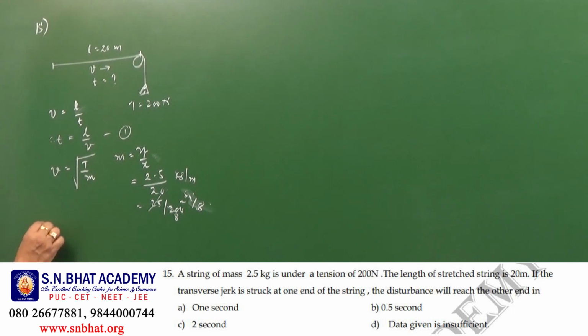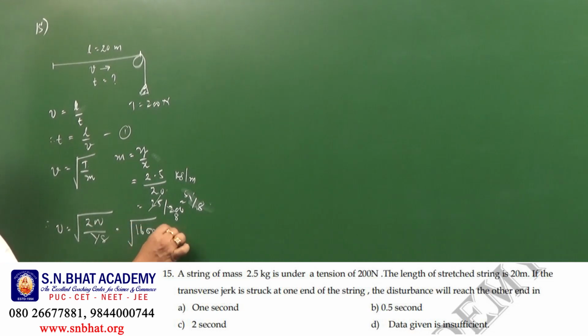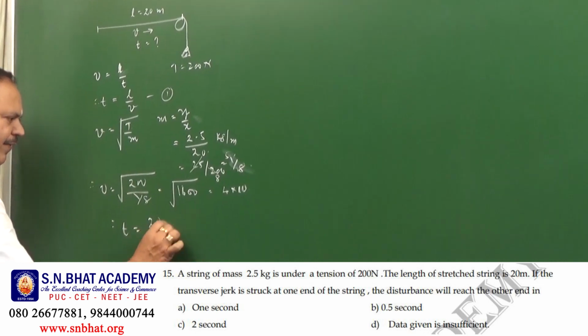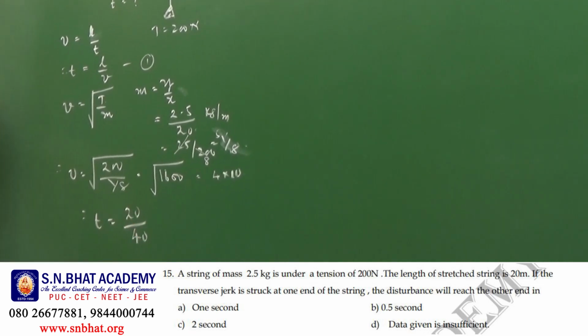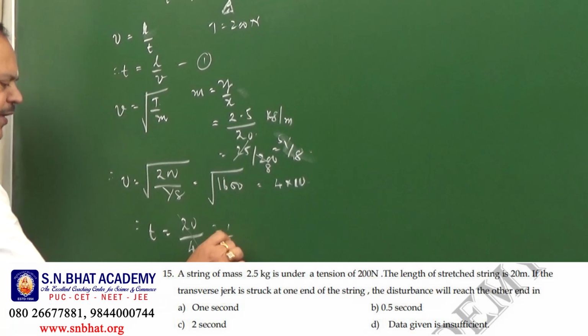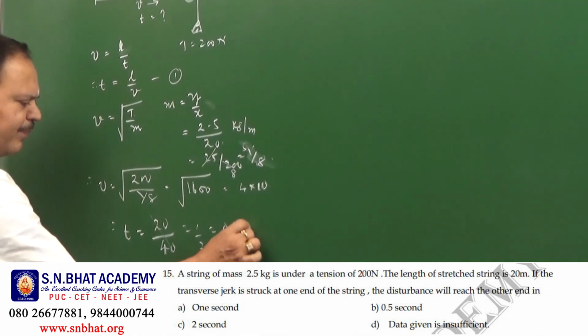Now you calculate the velocity. Velocity is equal to root of tension, which is given to be 200, divided by m, which is equal to 1 by 8. So it is root of 16 into 100, which is 4 into 10, and therefore it is equal to 40 meters per second. Now you substitute: t is equal to 20 divided by this velocity of 40, which is equal to 1/2, or 0.5 seconds.